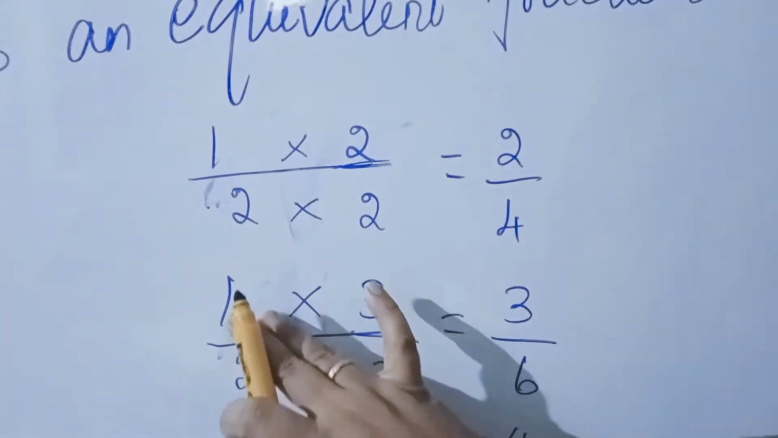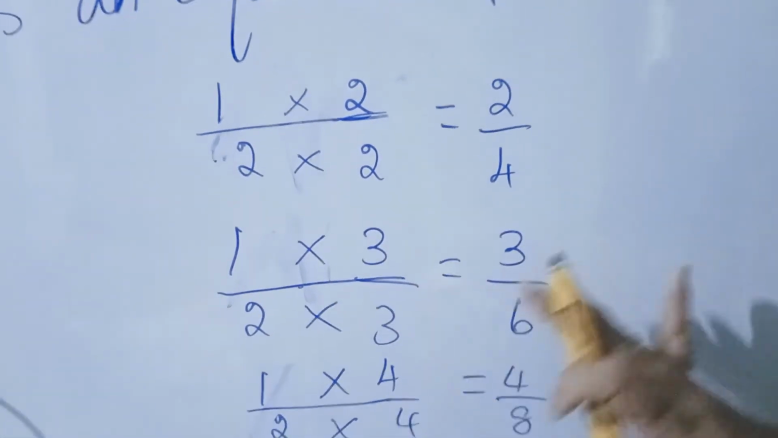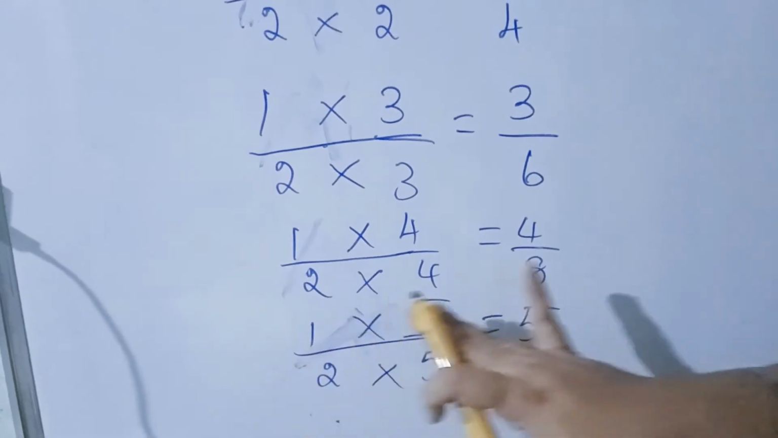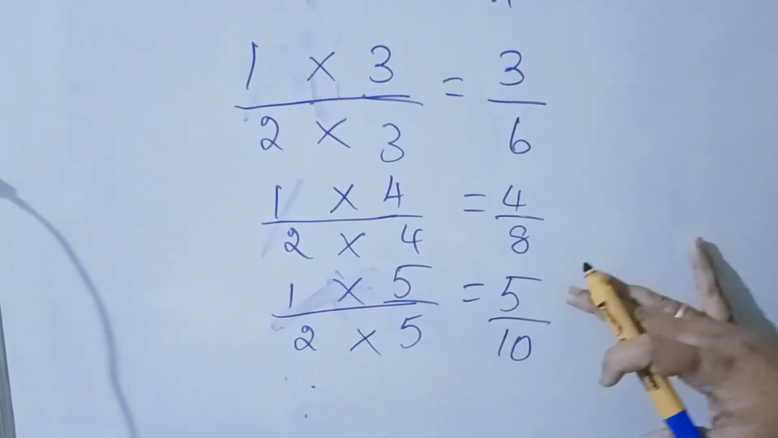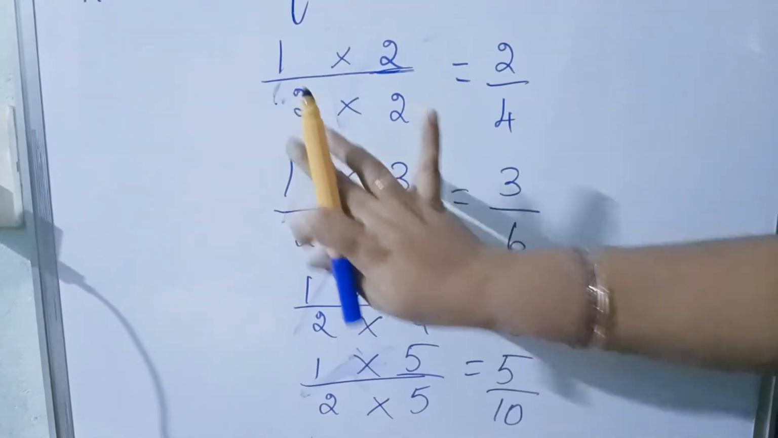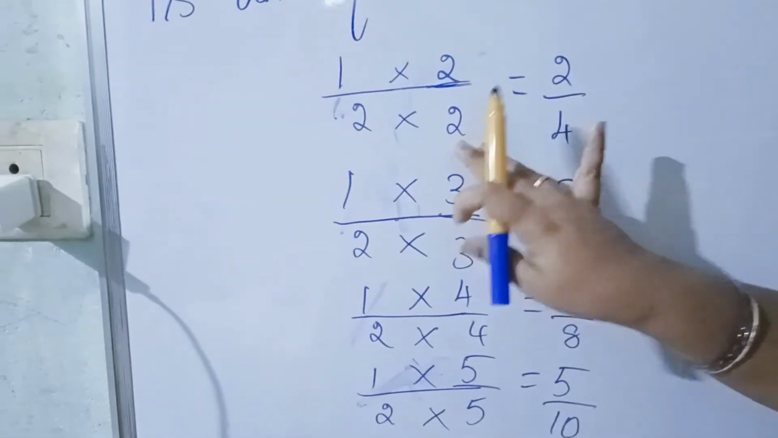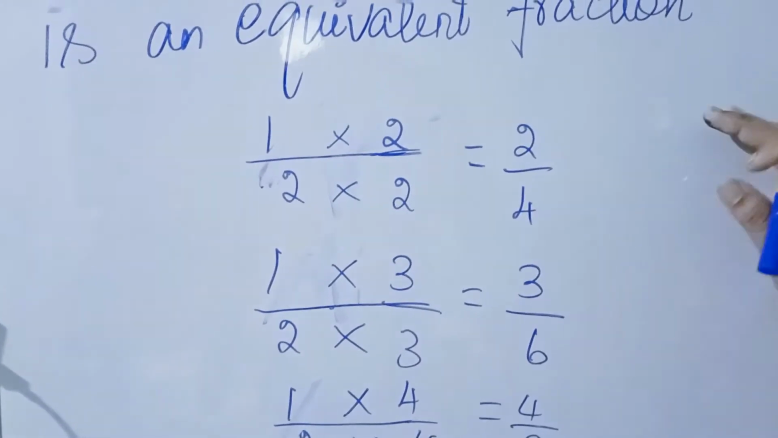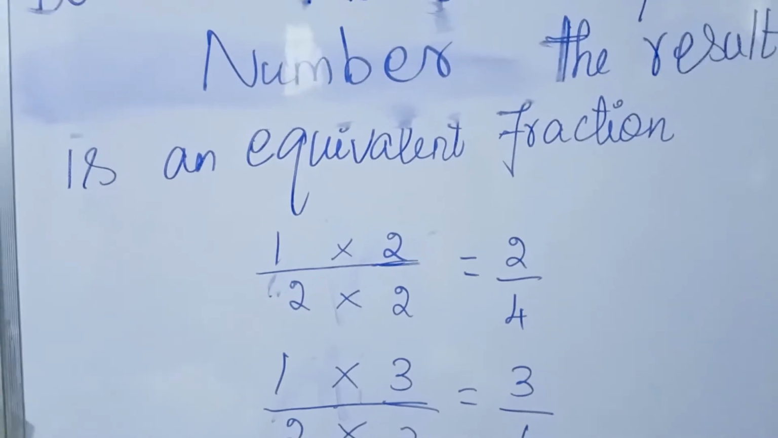In the same way you can multiply by 3 over 3. So 1 into 3 is 3, 2 into 3 is 6. Then you can multiply by 5. 1 into 5, 2 into 5. That means 1 fives are 5, 2 fives are 10. If you multiply any fraction with the same number in numerator and denominator, the result is called an equivalent fraction. Now we can see this with an activity.